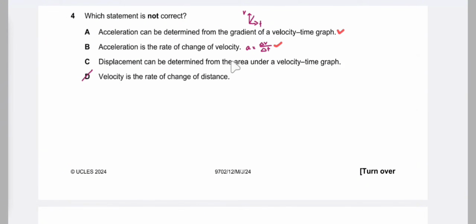Then displacement can be determined from the area under the velocity time graph. So the area under the velocity time graph is the displacement. This statement is also correct, and we need to pick the wrong statement. Velocity is the rate of change of distance. This statement is wrong because velocity is the rate of change of displacement, not the distance. So the not correct answer is D.